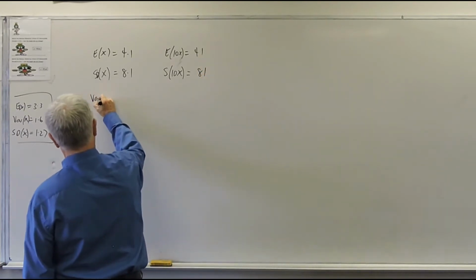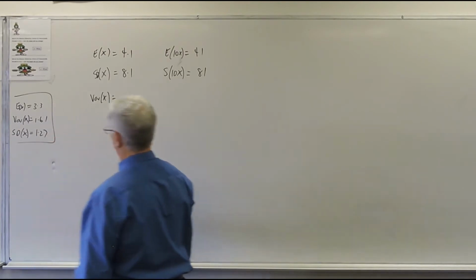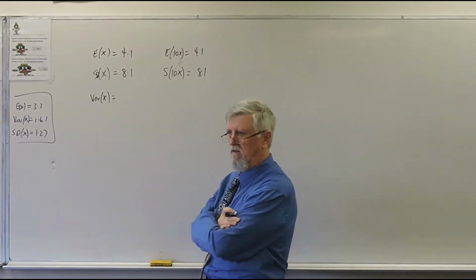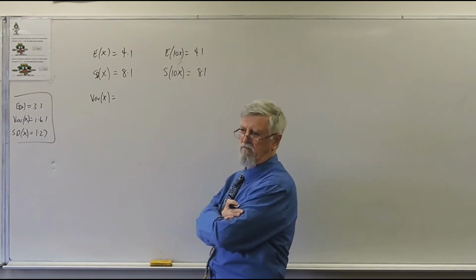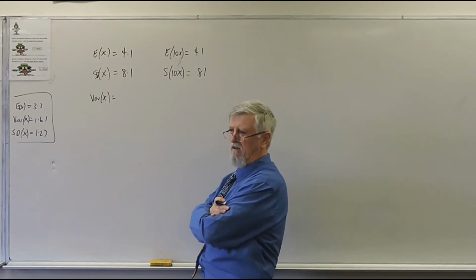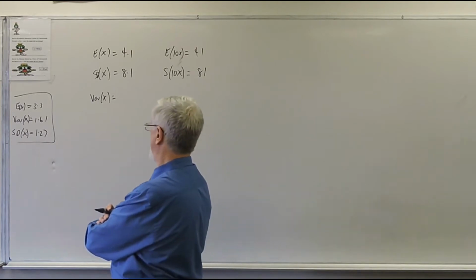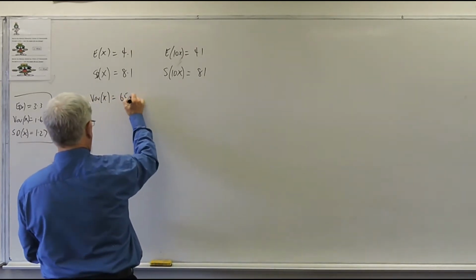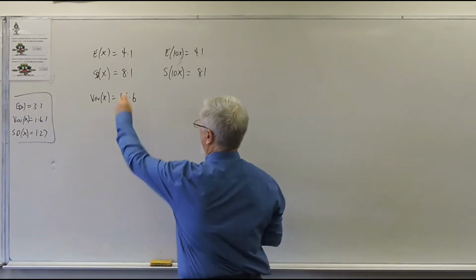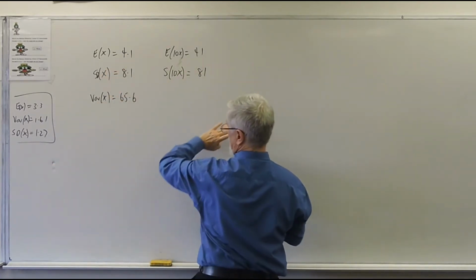So if the variance of x, what is it? That's squared. 8.1 squared is 65.6. So they just multiply the standard deviation by 10.